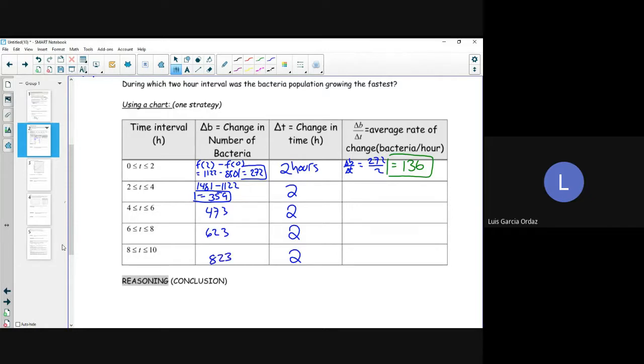So as you can see, with each change in the number of bacteria, the more we go to the higher intervals, the greater it gets. So we can assume that this is going to be close to an exponential function if we were to graph it out. So now we just have to figure out the rates of change for the rest of them. The rate of change for t between 2 and 4 is 179.5. Then we have 236.5. Then we have 311.5. And finally, 411.5.